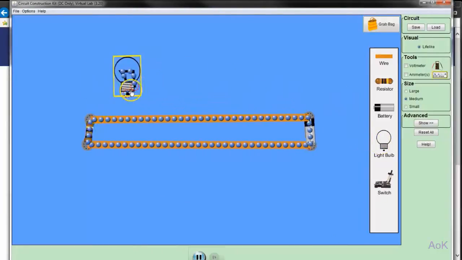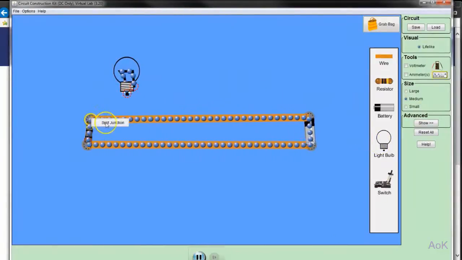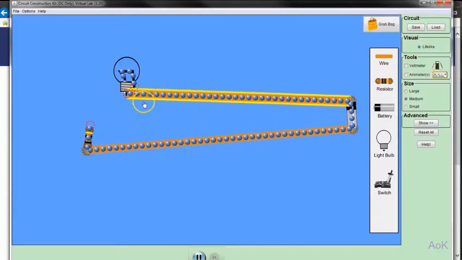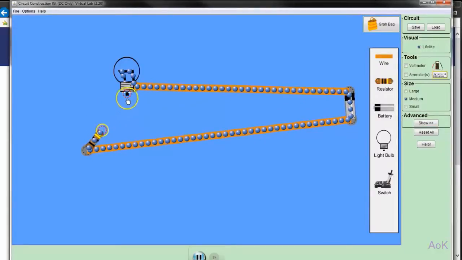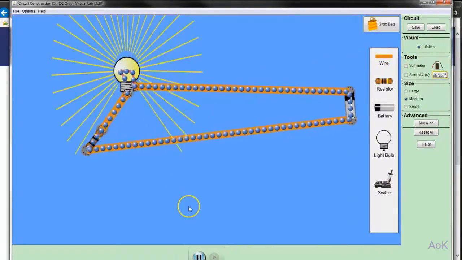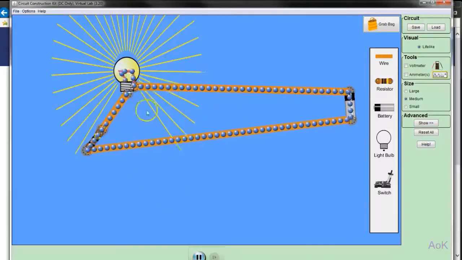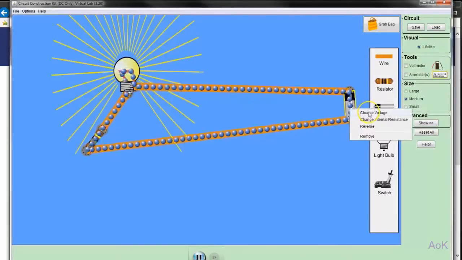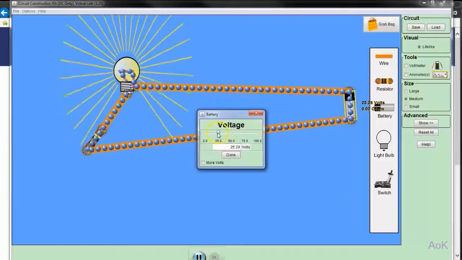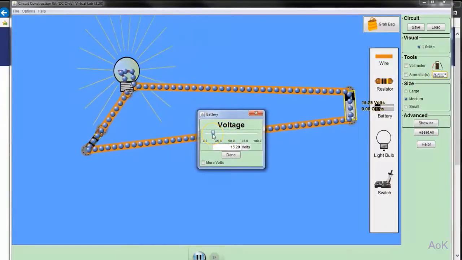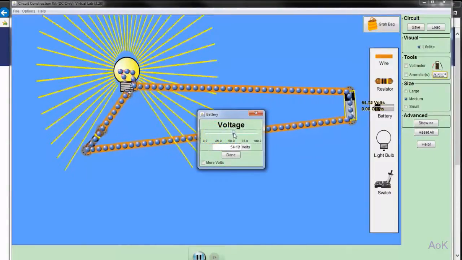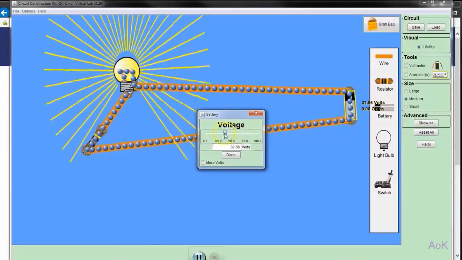Let's add a light bulb to this circuit. First, break open the junction and add another wire right here to close your circuit. Notice how bright that light is. What happens if we change our voltage? If you reduce the voltage, notice how the light dims. If you increase the voltage, the light gets brighter.